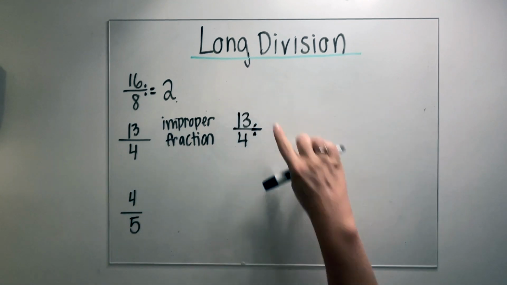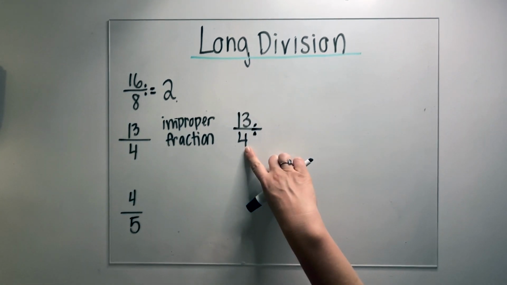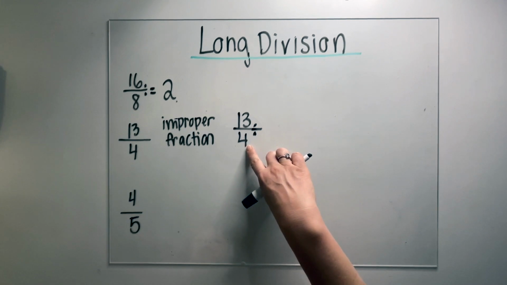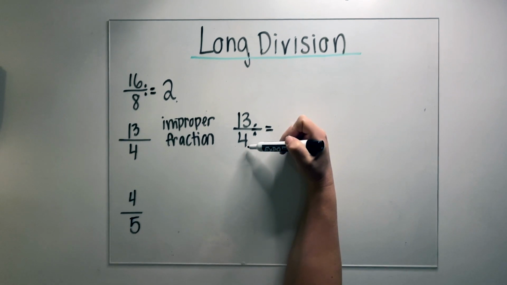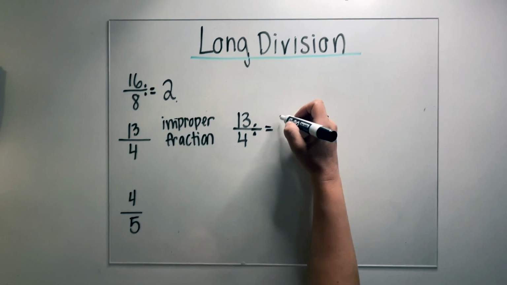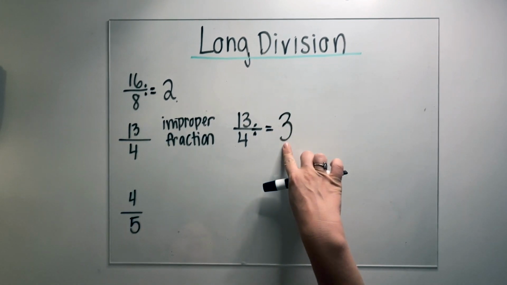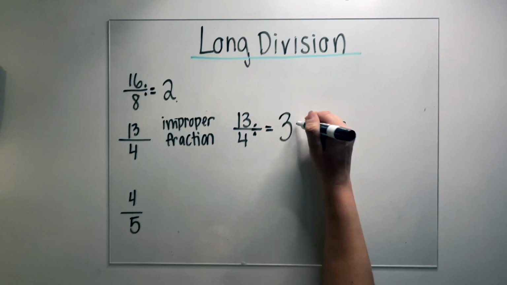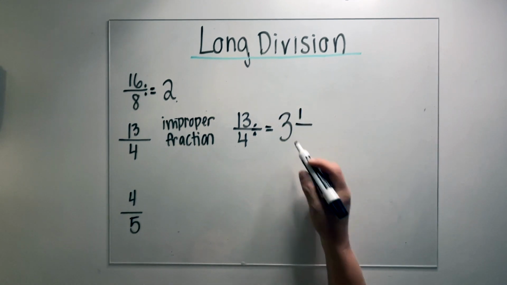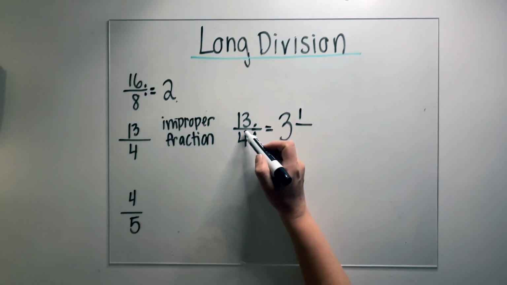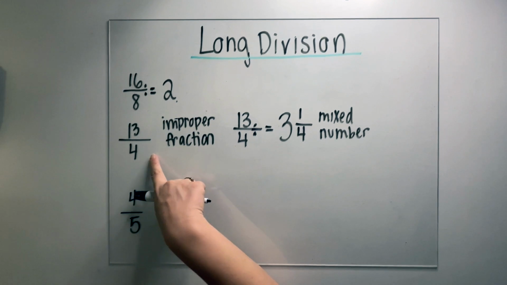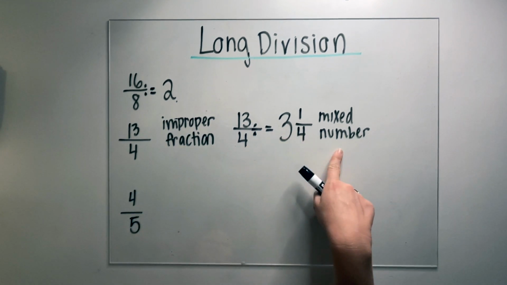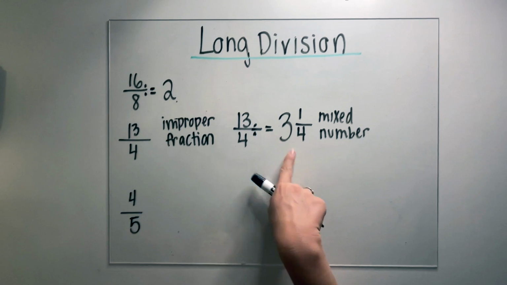Watch. 13 divided by 4. I'll ask myself, how many times does 4 go into 13? Well, I know that 4 times 3 is 12, and 4 times 4 is 16, which is too many. 4 times 3 is 12, which means I'm 1 away from 13. That means my remainder is 1, and my denominator will always stay the same. Now you can see that this improper fraction has turned into a mixed number, but they both mean the same thing.